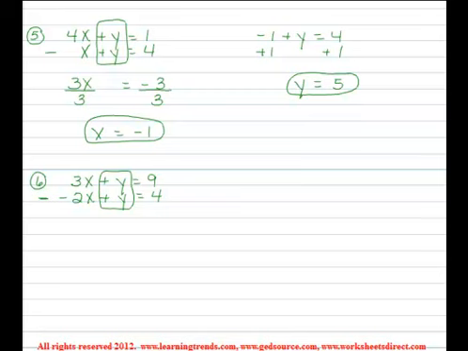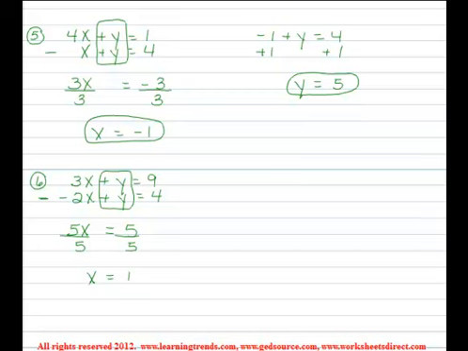So 3x minus a negative 2x gives us 5x. Hopefully that makes sense. Subtracting a negative actually means that you're adding. And then our y's cancel out, and 9 minus 4 gives us 5. Divide each side by 5, and x equals 1.